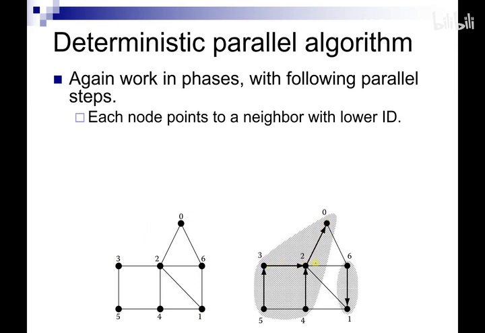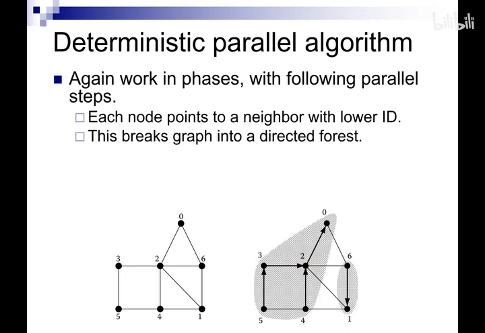The 3 is going to point to the 2. The 4 node here has several choices. It can point to 2 or it can point to 1, and it's just going to choose one of those arbitrarily. So if you have each node point to a neighbor with a smaller ID, then this is going to break your graph into a set of directed forests. The forests are going to be rooted at these nodes, which are local minima, which do not point to anybody else. So here we're going to end up with 2 of these directed forests. The 0 here is a local minima, and the 1 here is a local minima.